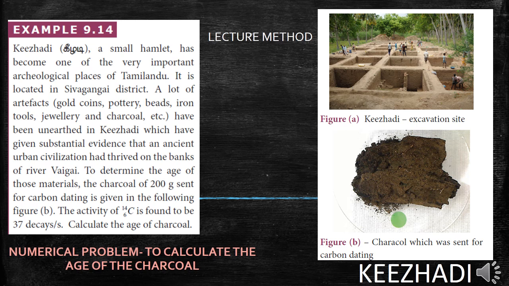The activity of 6C14 is found to be 37 decays per second. You are asked to calculate the age of the charcoal. Here two data are given. One is the activity of 6C14, that is 37 decays per second. The other one is the mass of the charcoal sent for carbon dating, which is 200 gram. Provided you should know the half-life period of the radiocarbon. Radiocarbon half-life value is 5730 years. By using these three data, you are asked to find out the age of the charcoal.